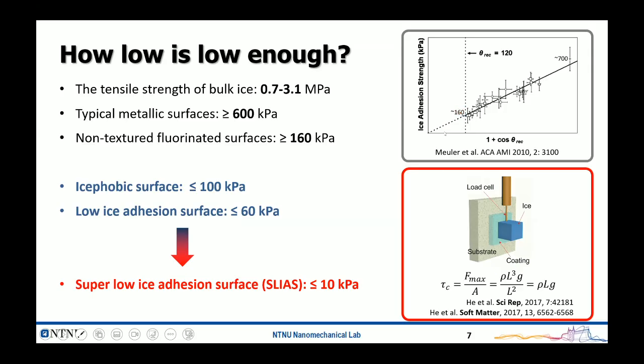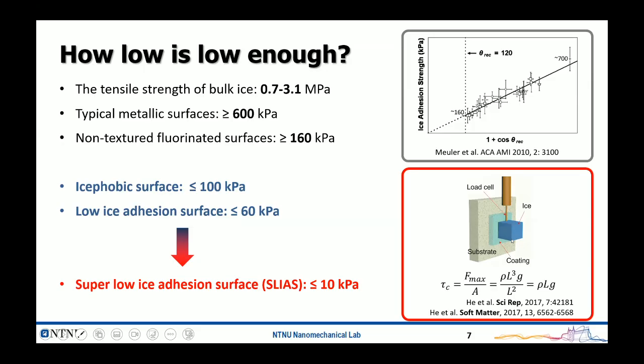So based on those, our group has defined different concepts. The ice-phobic surface, which should have an ice adhesion below 100 kilopascal. And the low ice adhesion surface, which should be below 60 kilopascal. This is based on the requirement from the US Navy. They were looking for a low ice adhesion surface. And later, we even reduced this value to 10 kilopascal and named it super low ice adhesion surface, in short, SLIA.